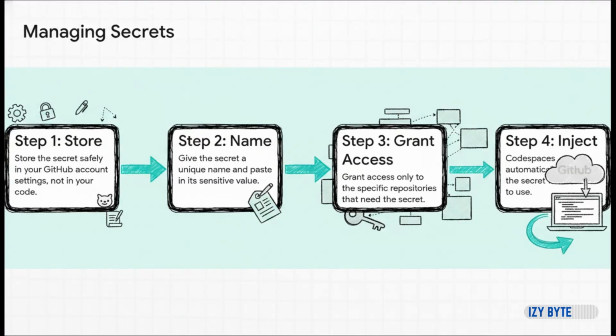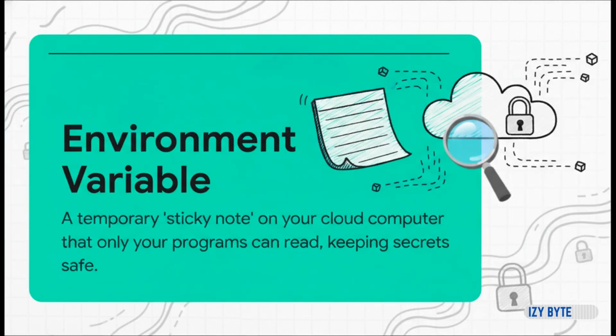The process is actually pretty straightforward. First, you store your secret safely inside your GitHub account settings. Remember, never in your code. Next, you just give it a unique name and then grant access only to the specific projects or repositories that actually need it. Then, whenever you start up your codespace, GitHub automatically and securely makes that secret available for your code to use. So how does that magic work?